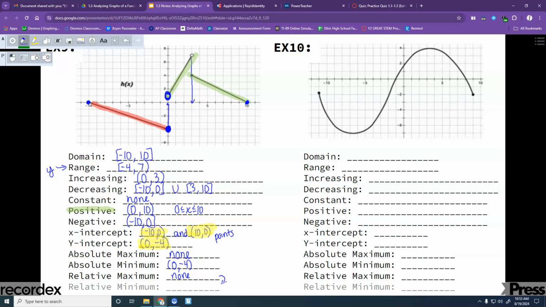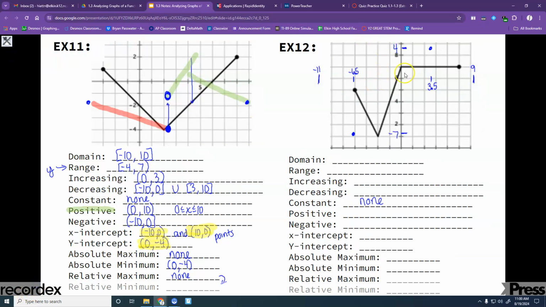Okay, I want you guys to take a minute or two and try number 10 on your own. Okay, and if we go over to example 12, constant would look like this right here. This piece right here would be constant. And that does not happen on any of the other graphs we've seen so far. So it would just be a horizontal flat line. It's not going up or down. So we're not going to have any constant on this. Let me go back to our graph here.